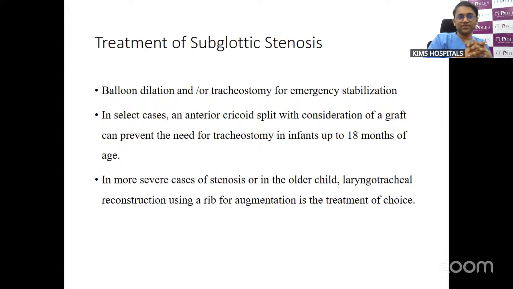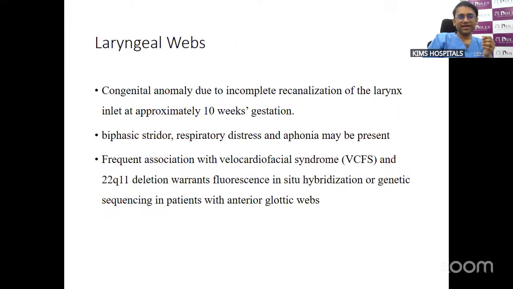In more severe cases of stenosis, or in an older child, you can do a laryngeal reconstruction, where you take a rib graft for the augmentation of the narrowed part of the cricoid cartilage. This is the treatment of choice in older children. The next is laryngeal webs.